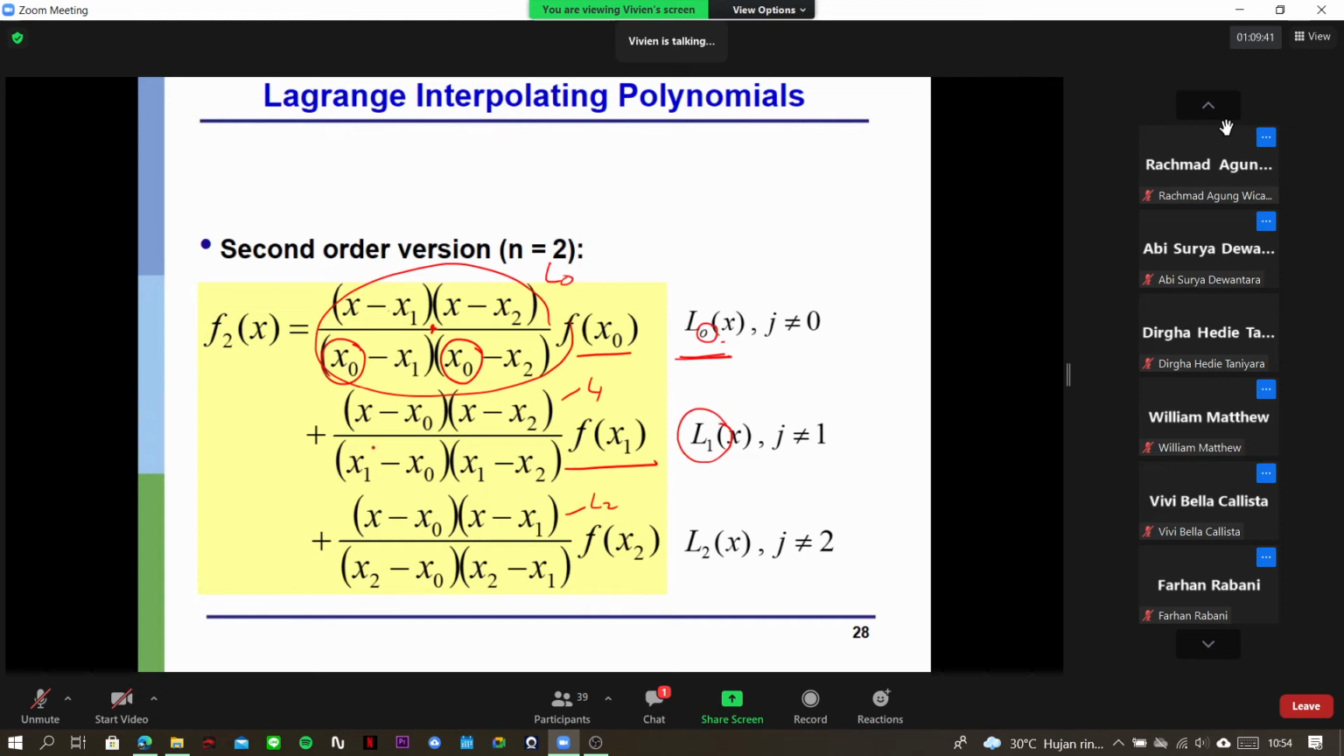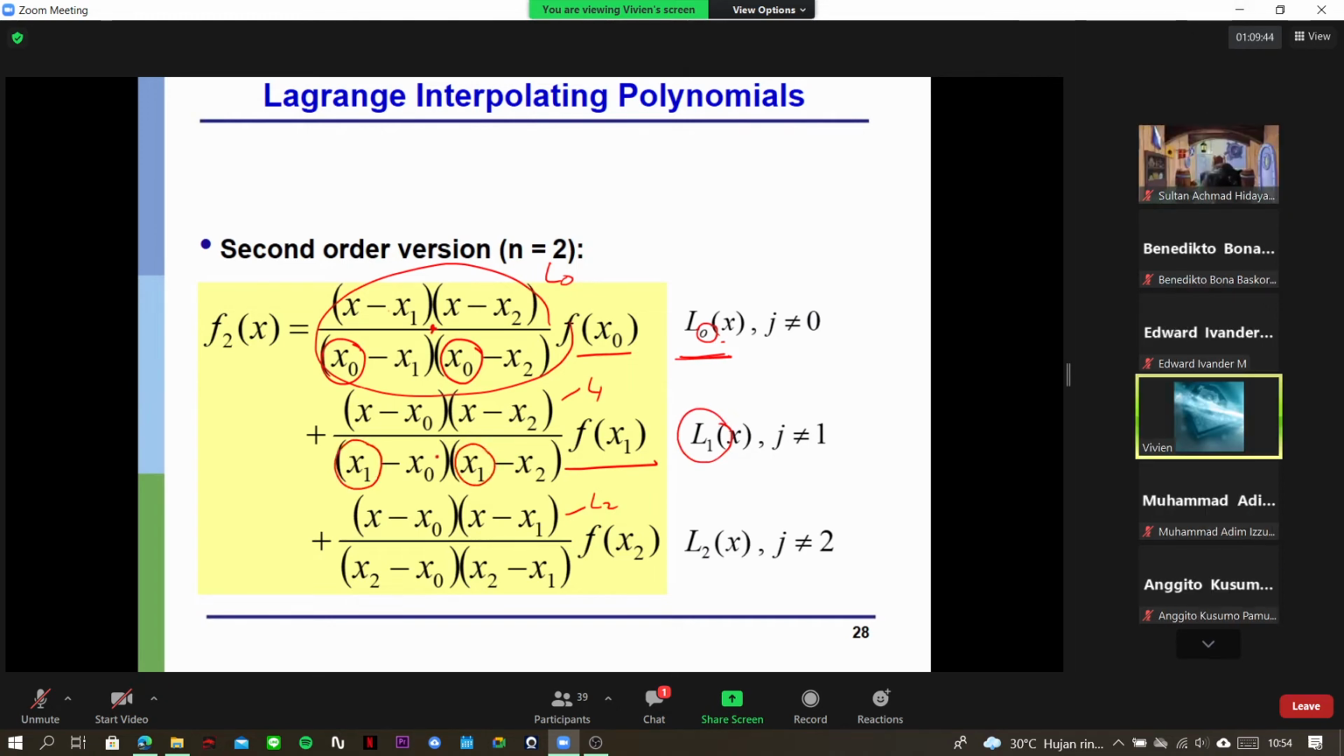For L1, we use x1 in the division, so on top we have x minus x0, all of the values except x1, over x1 minus x0, times (x minus x2) over (x1 minus x2). And for L2, we have (x minus x0) over (x2 minus x0), multiplied by (x minus x1) over (x2 minus x1). So you can see the pattern here.